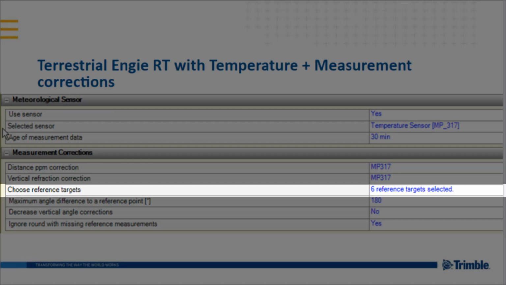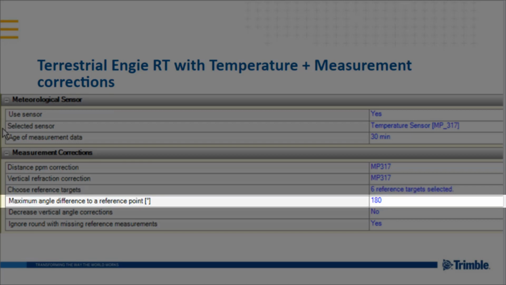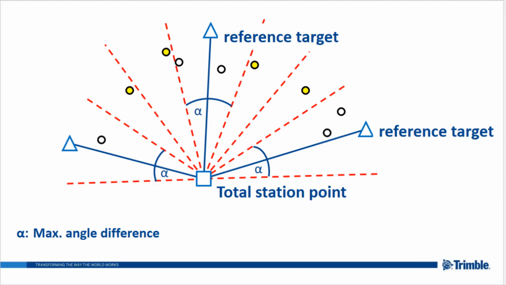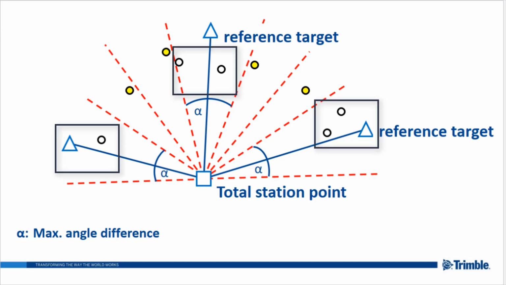In the next step, you have to select the reference targets. And it's possible to define a maximum angle difference to a reference point. In this case, it was not used as 180 is entered, but you could define to only apply measurement corrections to the monitoring targets in the area of, for example, 10 degrees. So in this case, the white targets would be corrected as they are in the angle range and the yellow ones not.